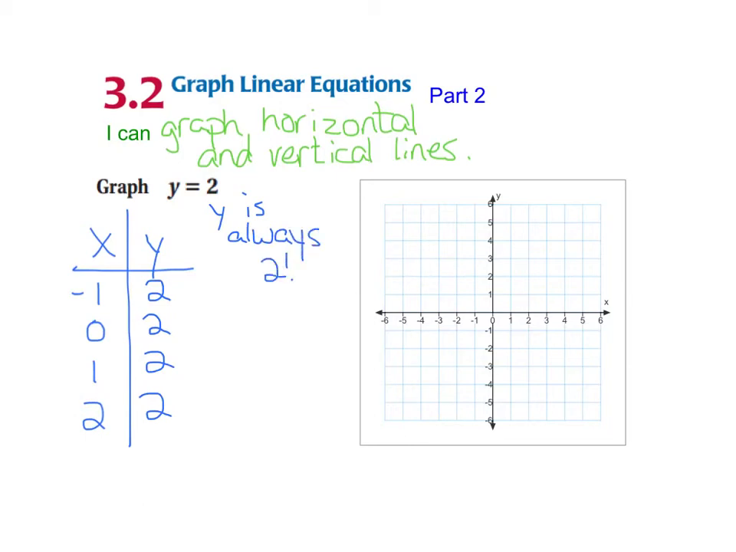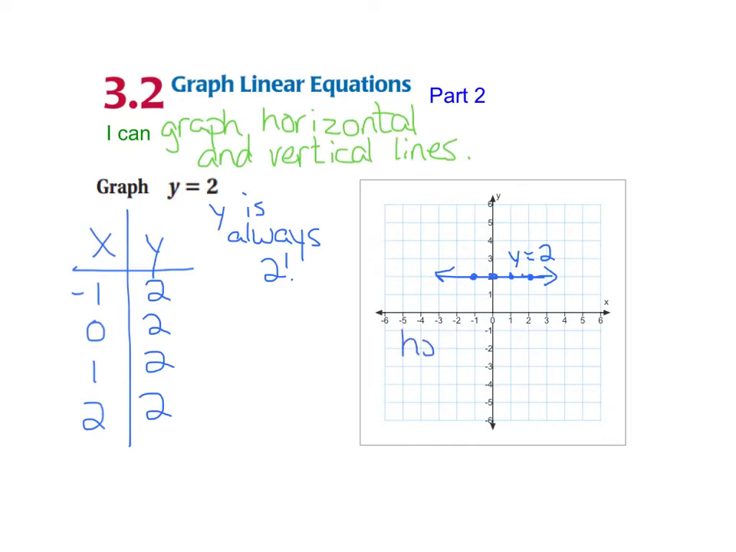All right? Now, let's graph these 4 points. Let's see what we get. The point -1, 2 is right here. 0, 2 is right here. 1, 2 is right here. And 2, 2 is right here. So I get those 4 points. I go through them. I connect them. I put arrows on both ends. I give it a name. Y equals 2.